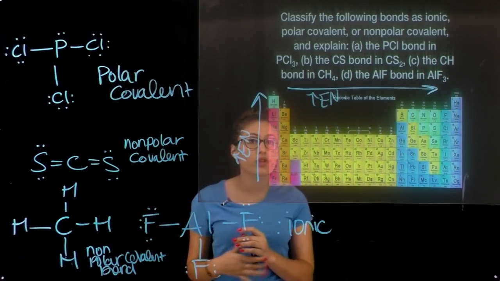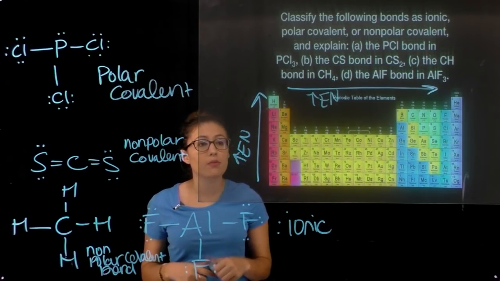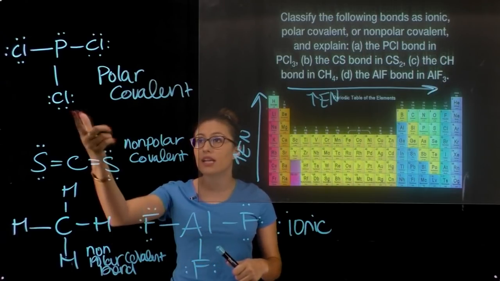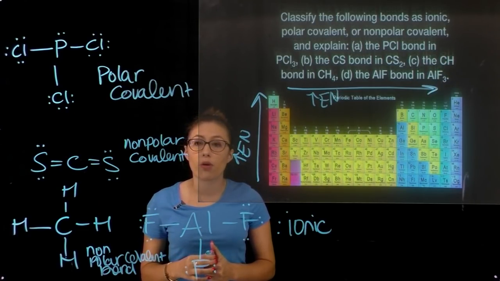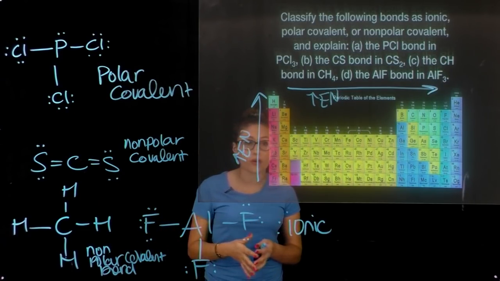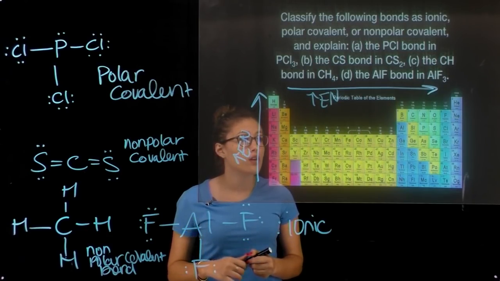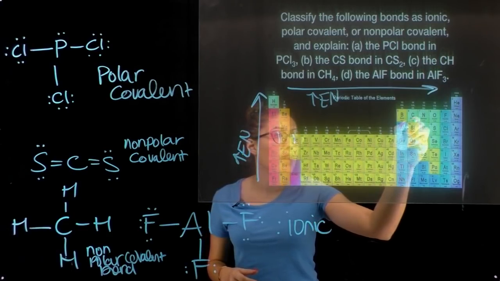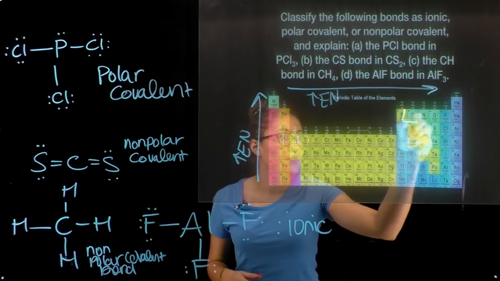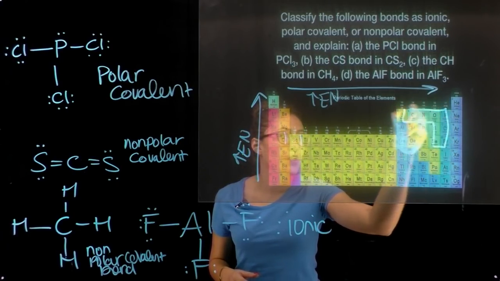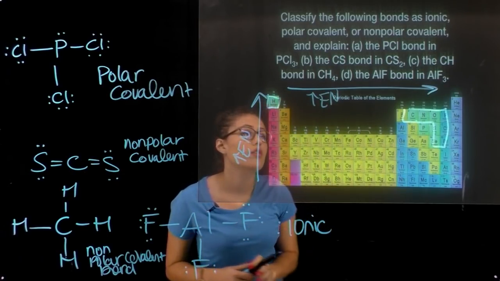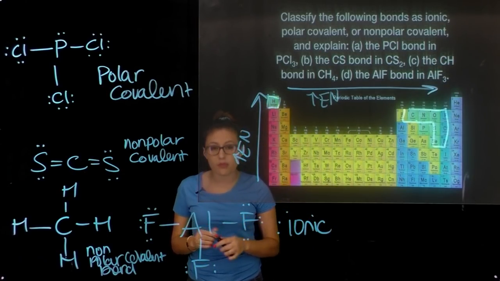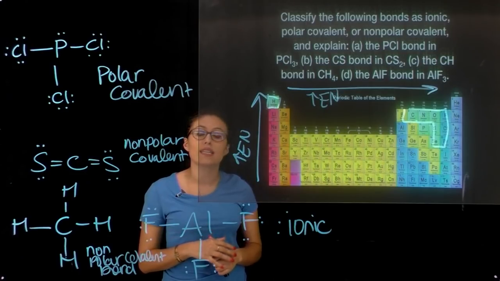Please make sure you understand the trends across the periodic table, because this is really going to help you identify whether these are polar covalent, nonpolar covalent, etc. You don't need to know all of the electronegativities. However, I highly recommend knowing just a small area, including hydrogen, and the electronegativities associated with them, because it's just going to make things a lot easier.